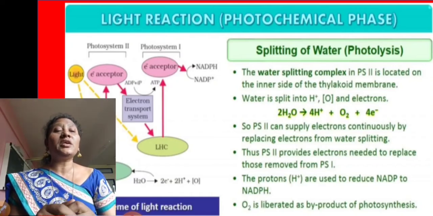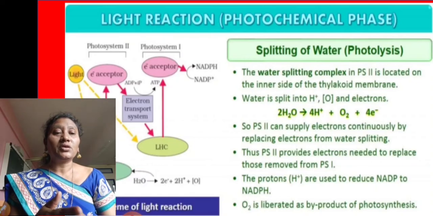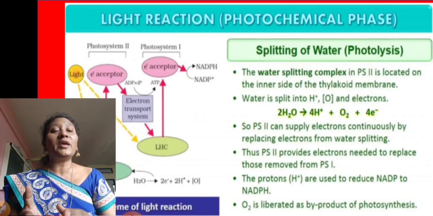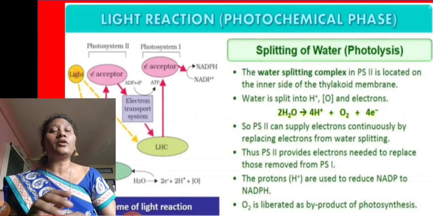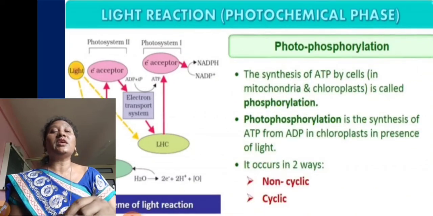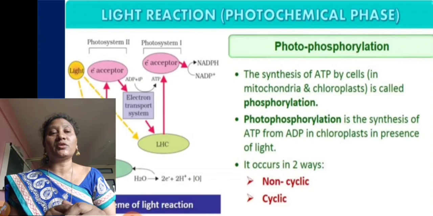So PS2 can supply electrons continuously by replacing electrons from water splitting. PS2 provides the electrons needed to replace those removed from PS1. The protons, H plus ions, are used to reduce NADP into NADPH. Oxygen is liberated as a byproduct of photosynthesis in the light reaction.